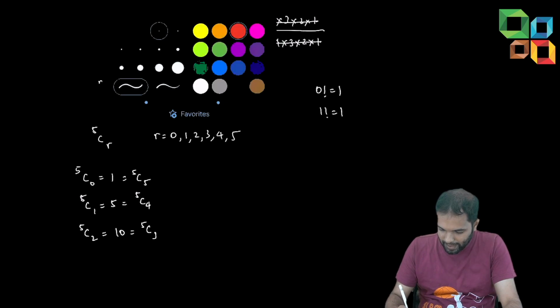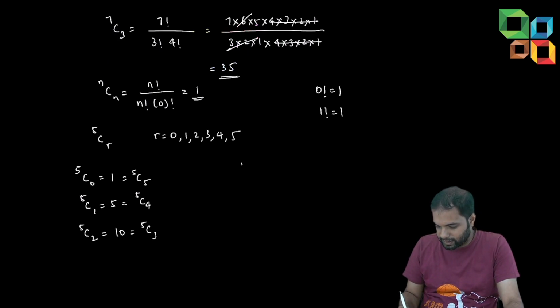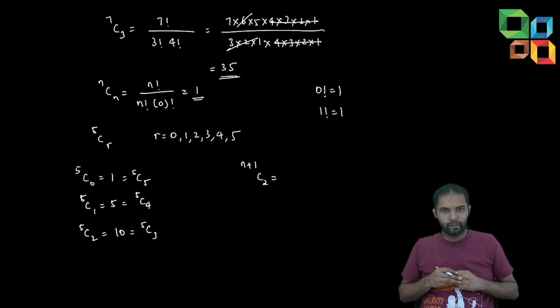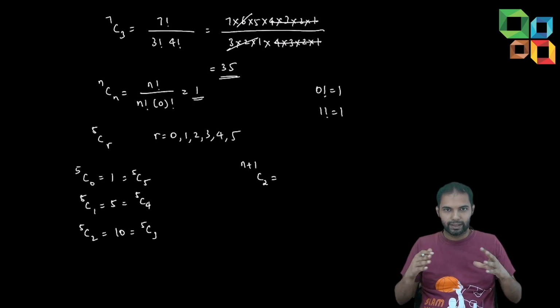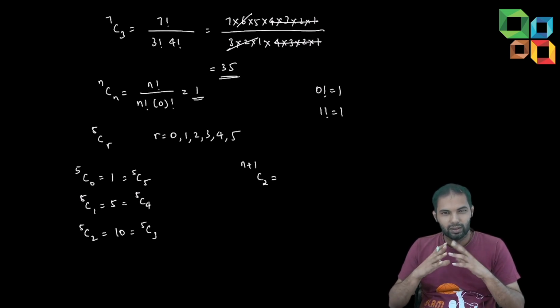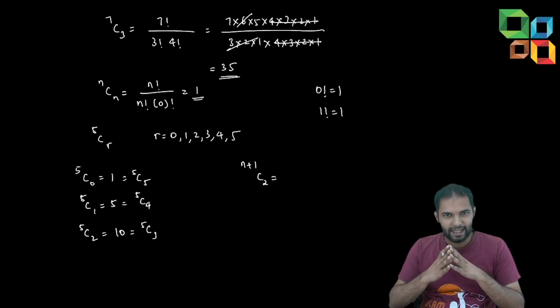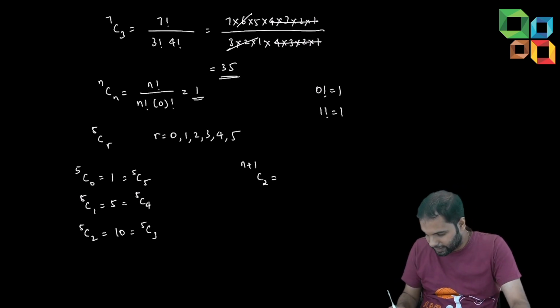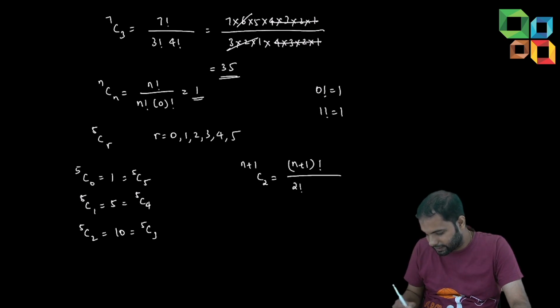Just for some more practice, I wanted to see if you know what n plus 1 C 2 is. What do you mean by this? Okay. Now, in the previous example, we had numbers that you can cancel off each other. When we talk about n plus 1, you don't have numbers that will cancel out, right? But you can always write it down using the formula: n plus 1 whole factorial by r factorial, where r is 2, and n minus r factorial.